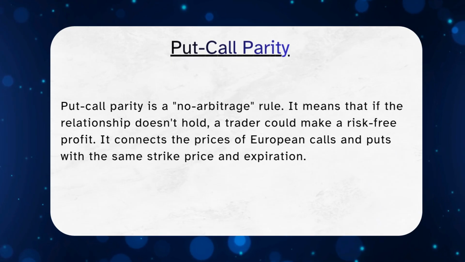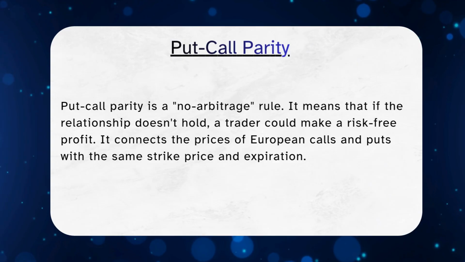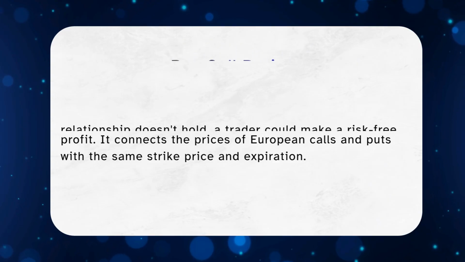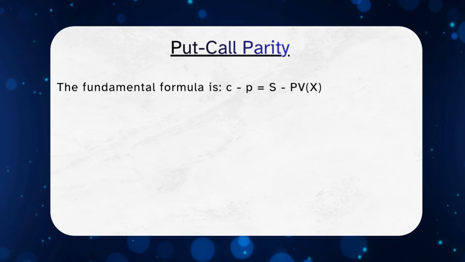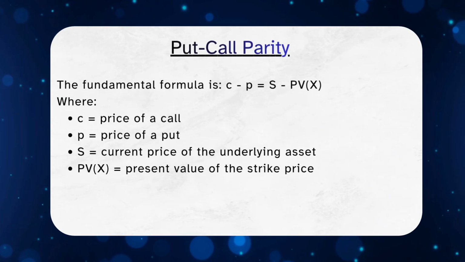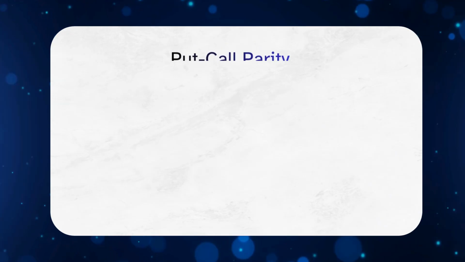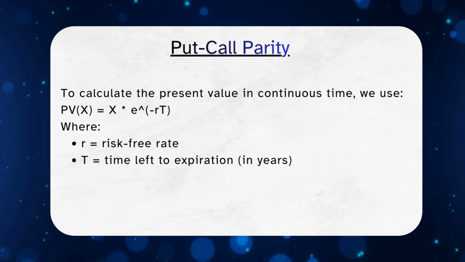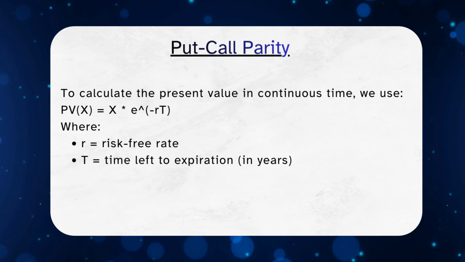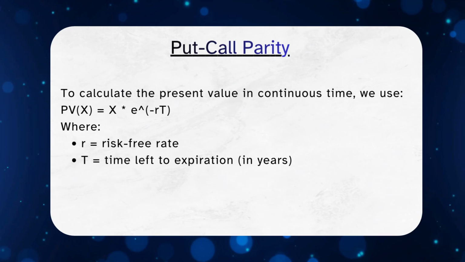Today, we start with put-call parity. This is a no-arbitrage equilibrium relationship that links European call and put prices to the underlying asset's price and the strike price. The fundamental formula is C minus P equals S minus PV of X. In continuous time, we calculate the present value of the strike price as PV of X equals X times e to the power of minus RT. If this equation doesn't balance, a trader could make a risk-free profit.